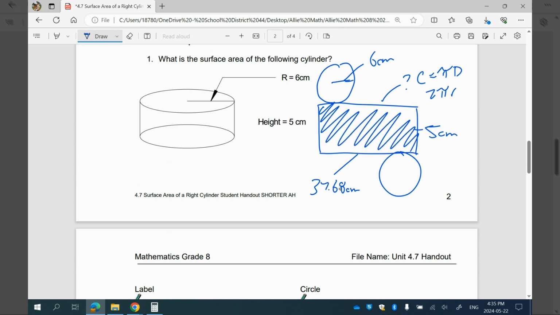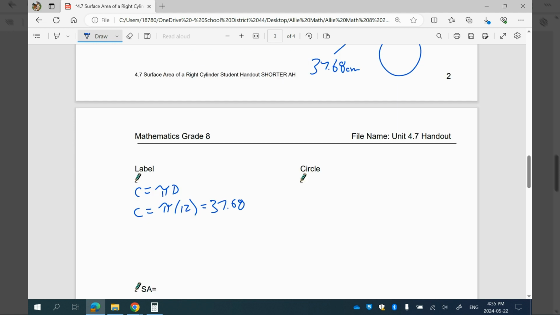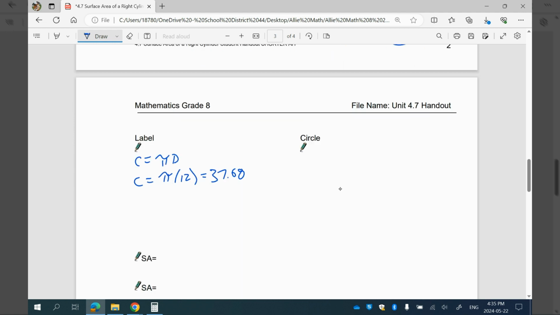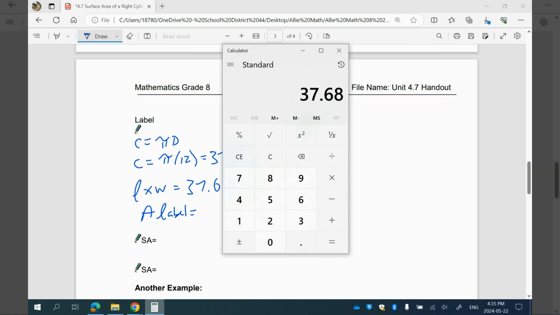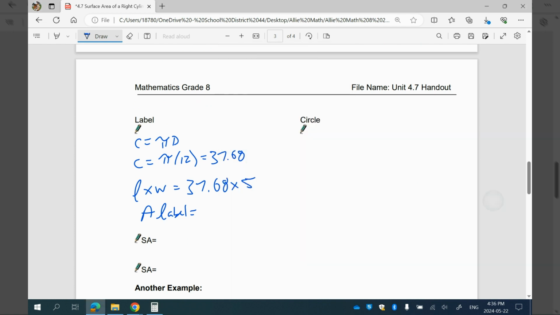So to get the surface area right here, now we have length times width. We can go 37.68 times 5. So the area of our label equals 37.68 times 5, which equals 188.4. I think that was centimeters squared.